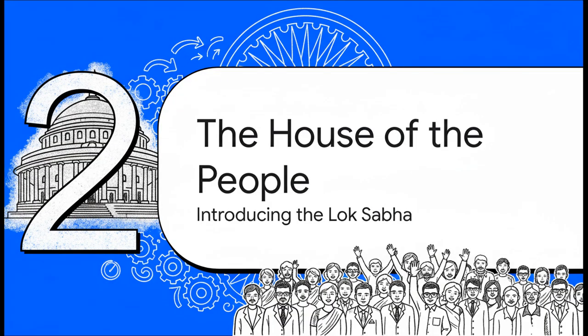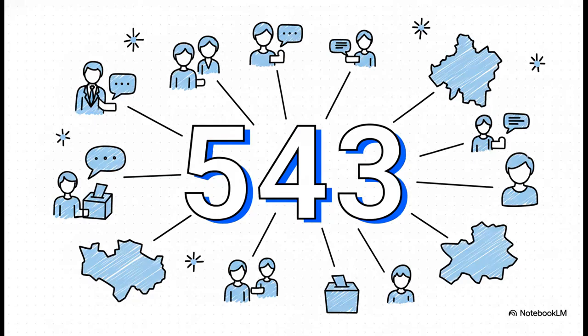The name literally means House of the People, and, well, that's exactly what it is. This is the chamber that directly, one-to-one, represents the citizens of India. And just look at that number, 543. That really gives you a sense of the scale, right? The Lok Sabha has 543 members, and every single one of them is directly elected by ordinary people in their local area. If you're a citizen over 18, you get a vote to choose your representative.